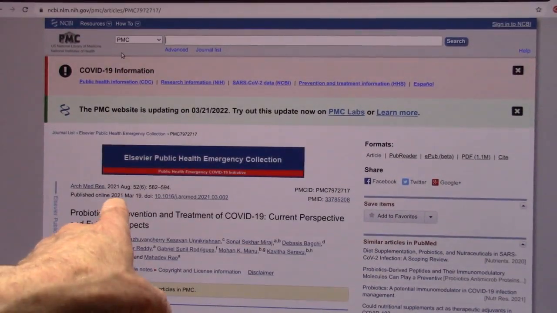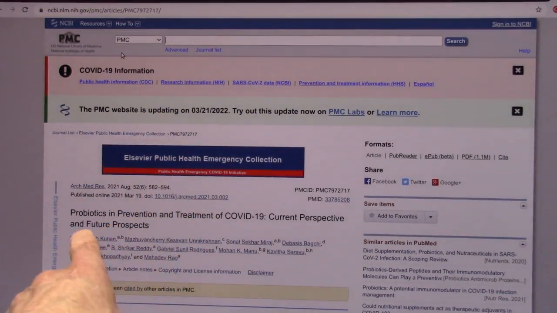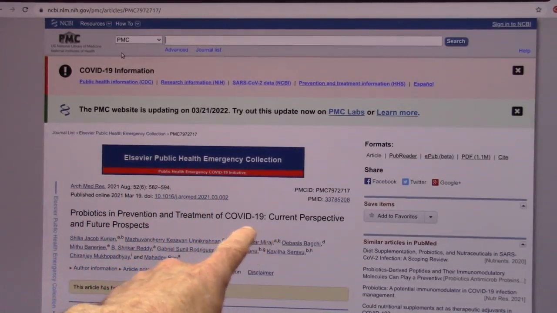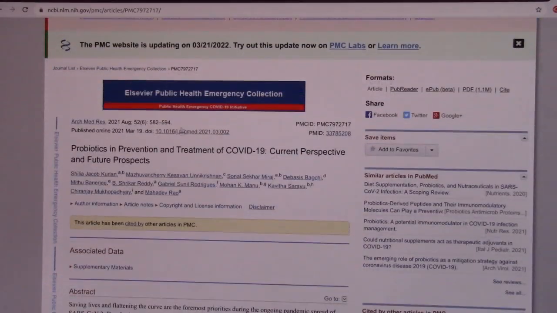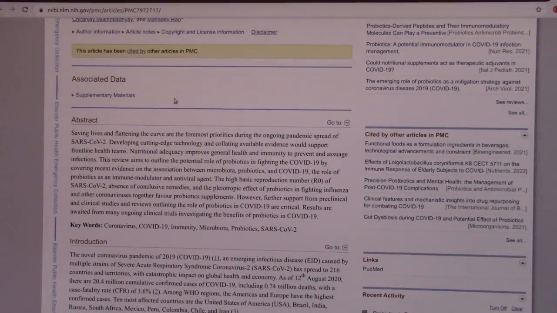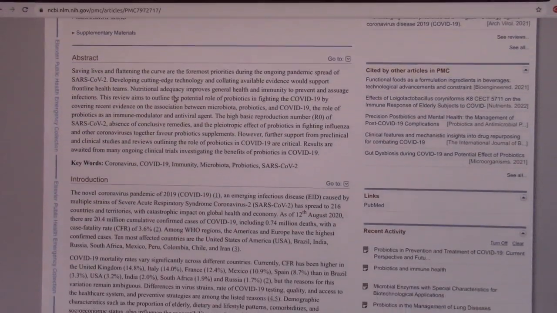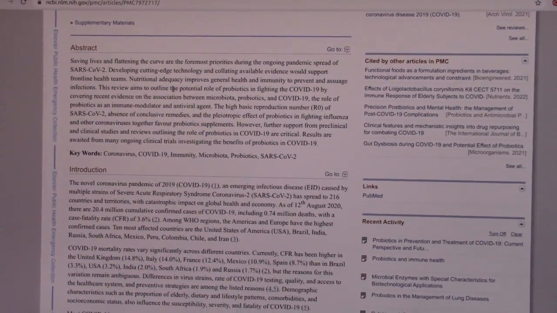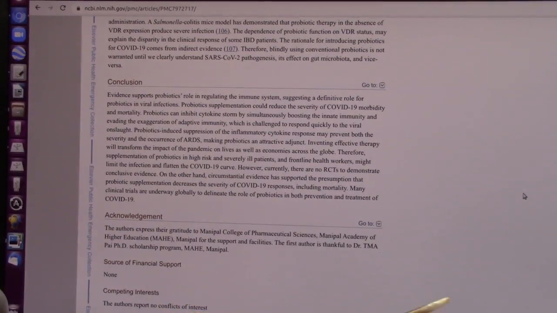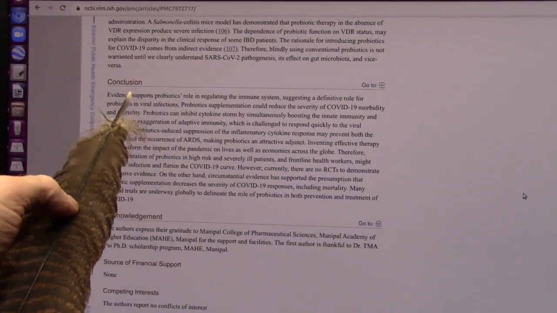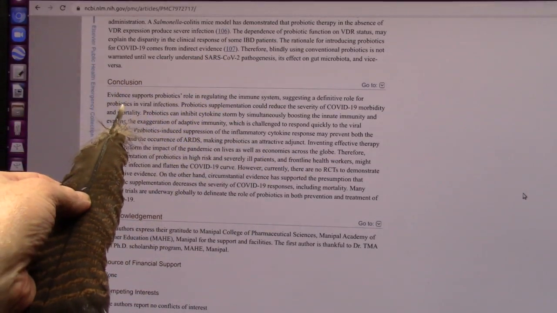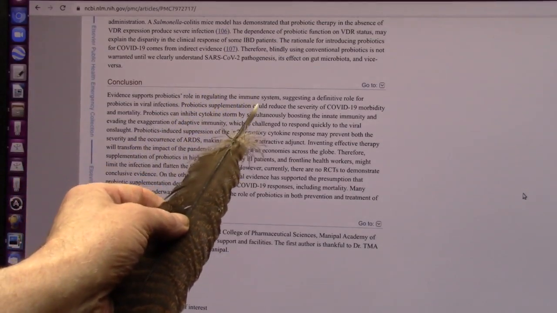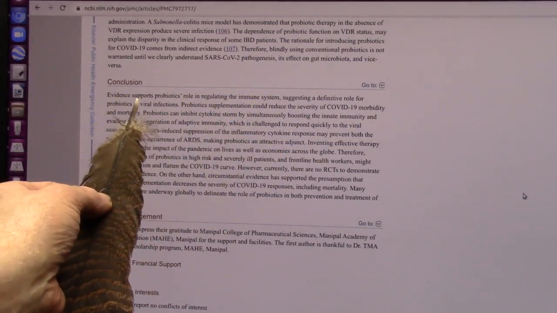Where do you hear this one? You see this? This is 10 years after that other article about probiotics. Probiotics in the prevention and treatment of COVID-19, current perspective and future prospects. It's a glowing recognition of how effective these things are. I'll read you the conclusion. Now, probiotics don't hurt you. Nobody's been complaining about any kind of probiotic damaging you. But they do say, and this is their conclusion, evidence supports probiotics' role in regulating the immune system, because it's the bacteria. It's not regulating anything.